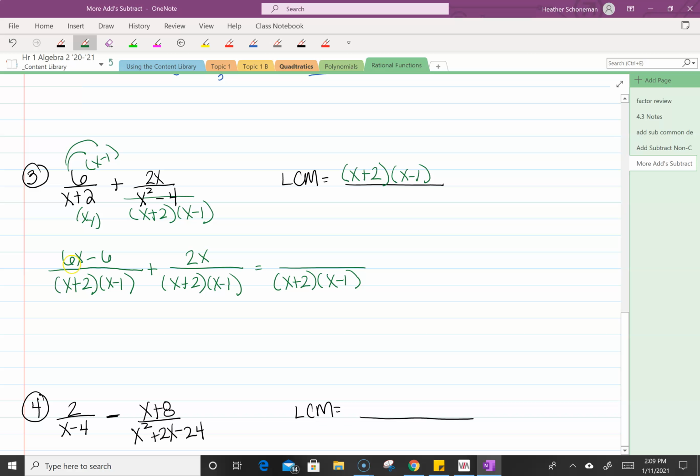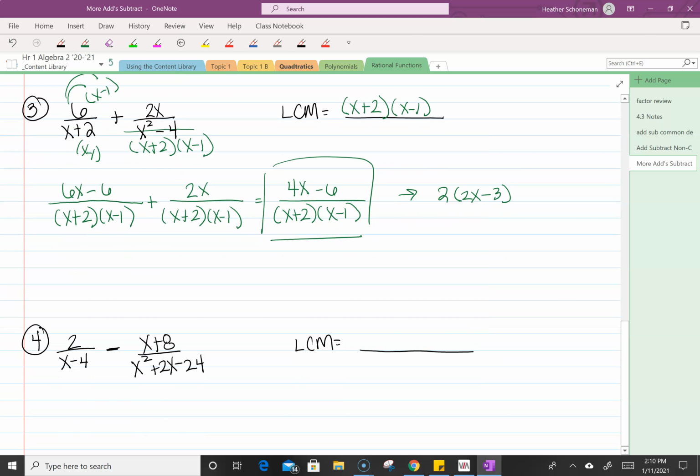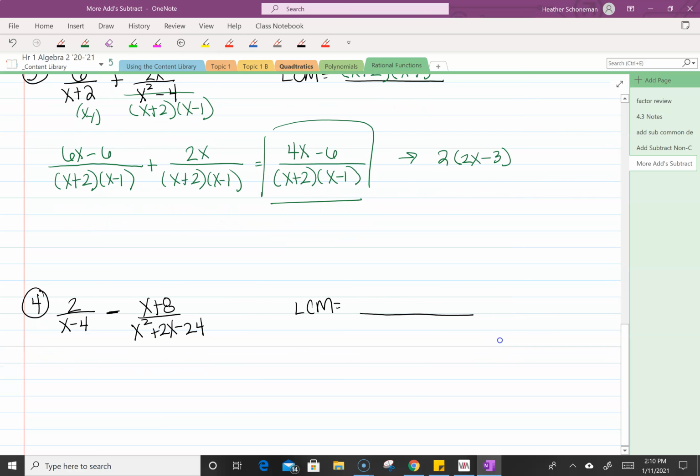On the top, I'm going to combine like terms. 6x and 2x is 8x... 6x and 2x is 4x minus 6. Now, on the top, I can factor that. I can take out a 2, and I'm going to be left with 2x, whoops, not plus, but minus 3. But 2x minus 3 is not going to reduce with any of those, so I can't reduce it anymore. There's my final answer.